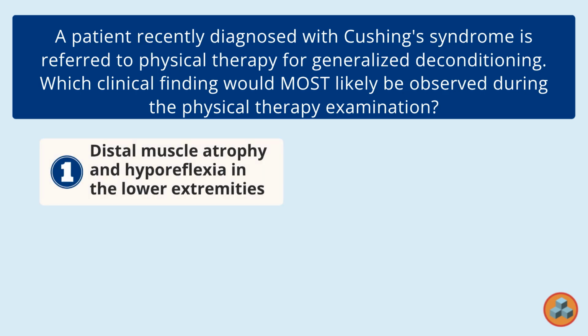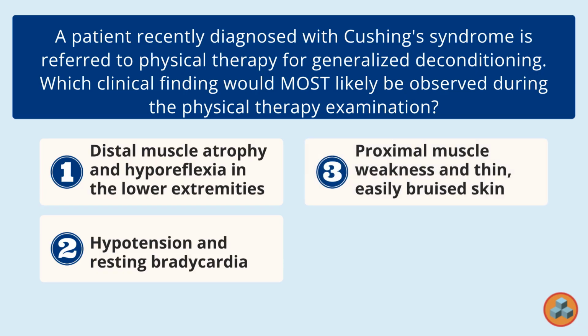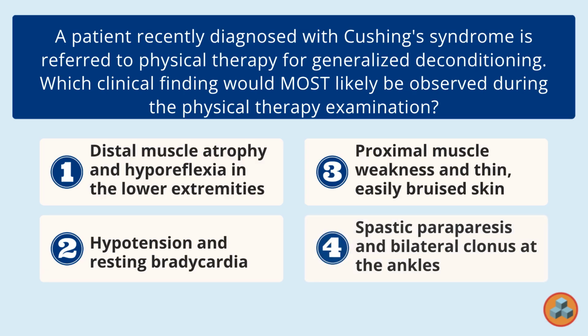Option 1, distal muscle atrophy and hyporeflexia in the lower extremities. Option 2, hypotension and resting bradycardia. Option 3, proximal muscle weakness and thin, easily bruised skin. Option 4, spastic paraparesis and bilateral clonus at the ankles.